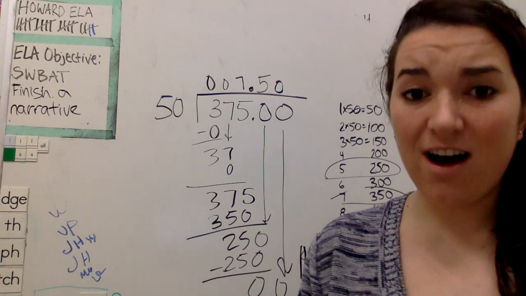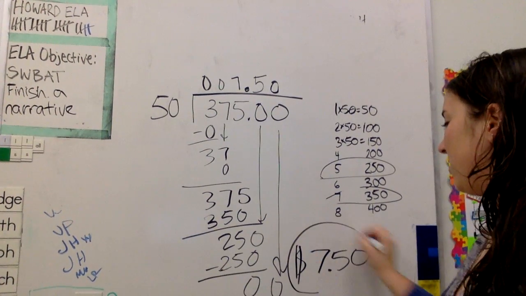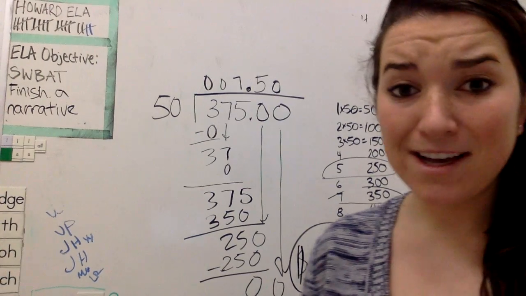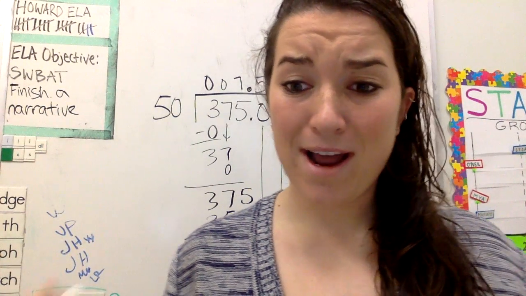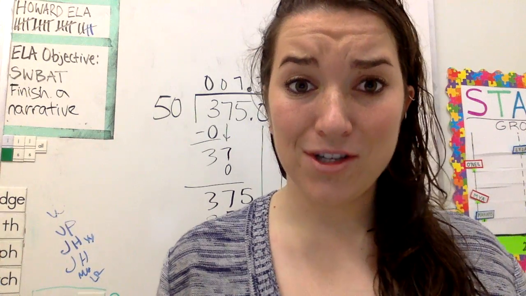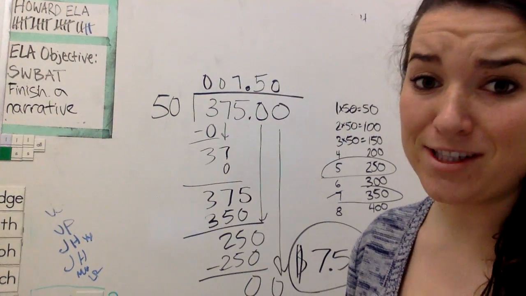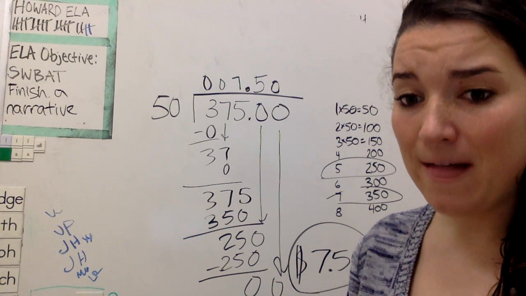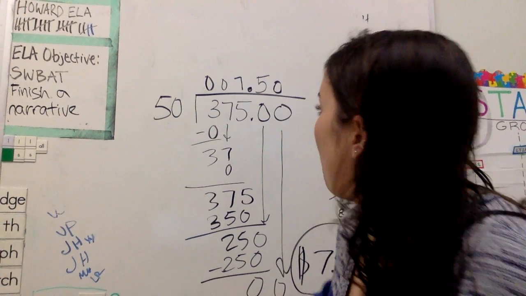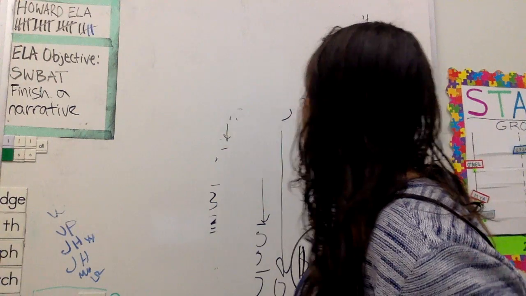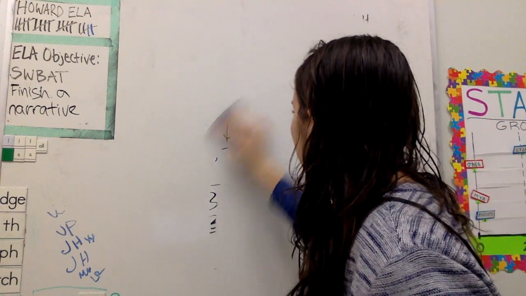So one dog is going to cost $7.50. I know this is really hard, but I also know that you guys can definitely do it, because you are so great at division now that it's just one extra step of a bigger divisor. All right, so now that I know that one dog costs $7.50, I'm going to erase all of this.